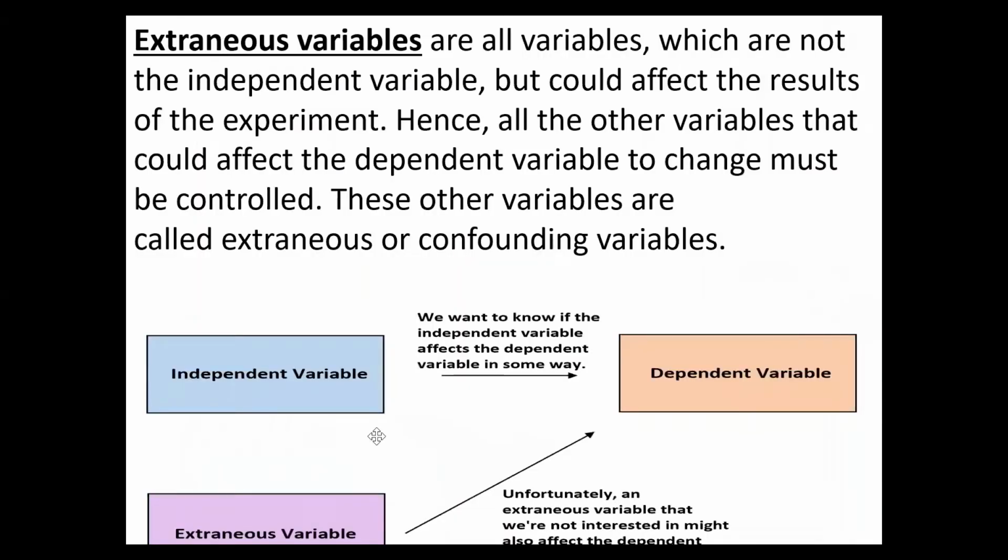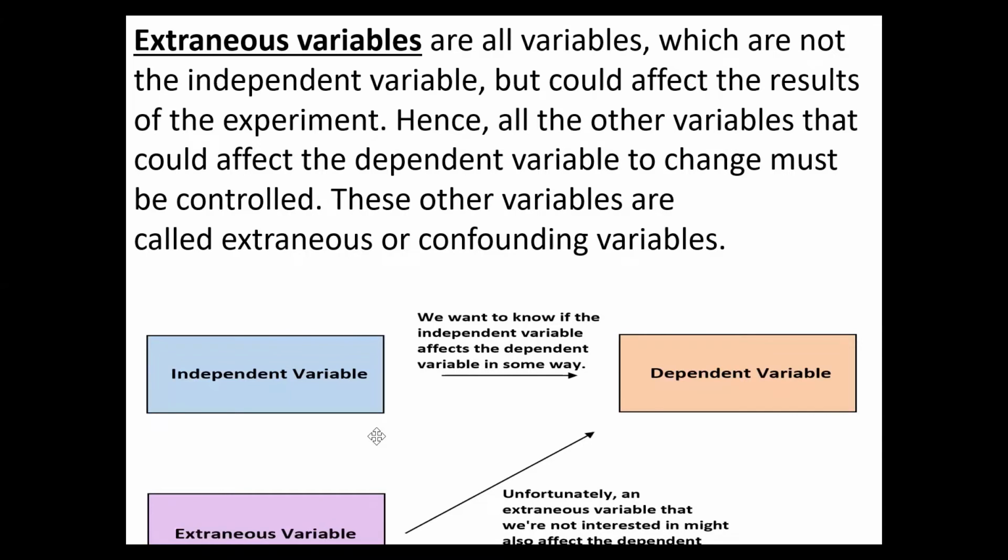Now we come to the third category of variables, that is extraneous variables. These are all variables which are not the independent variable but could affect the result of the experiment. Hence, all the other variables that could affect the dependent variable must be controlled. These other variables are called extraneous or confounding variables. These extraneous variables are also very important because they can inflate or fluctuate the dependent variable. And if these extraneous variables are not controlled, we cannot say whether the change in the dependent variable is because of the independent variable or because of some extraneous variables which are not being controlled.